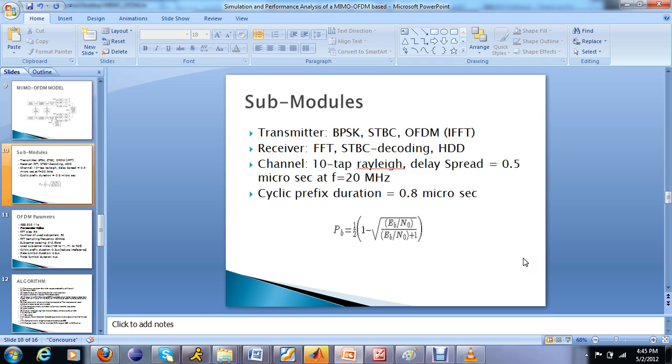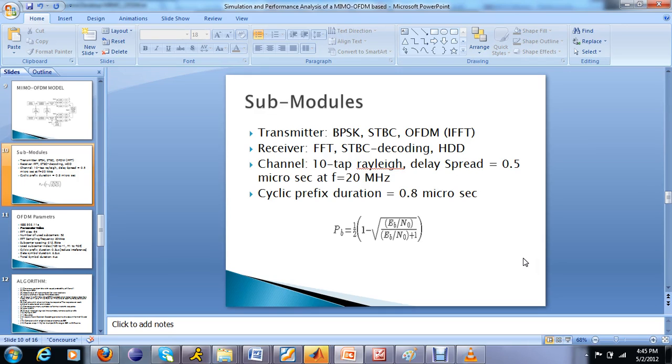So this entire OFDM system is divided in three parts in my project: transmitter, receiver, and cyclic prefix. As I already talked about, the transmitter performs BPSK, STBC, and OFDM. The receiver does the reverse process, and the channel here is chosen to be a Rayleigh channel. The number of taps is chosen to be 10 because the frequency is 20 megahertz.